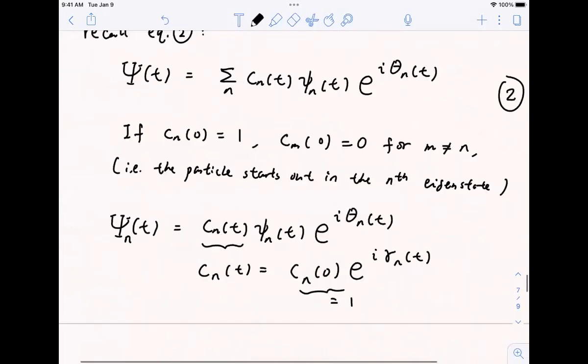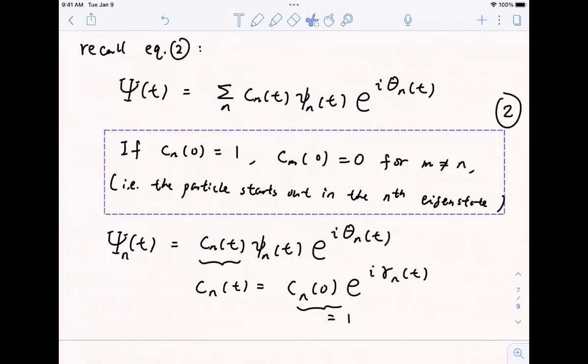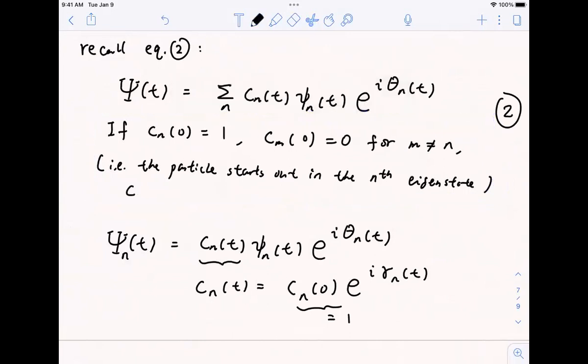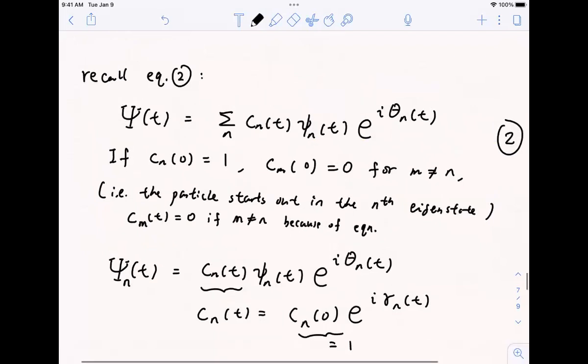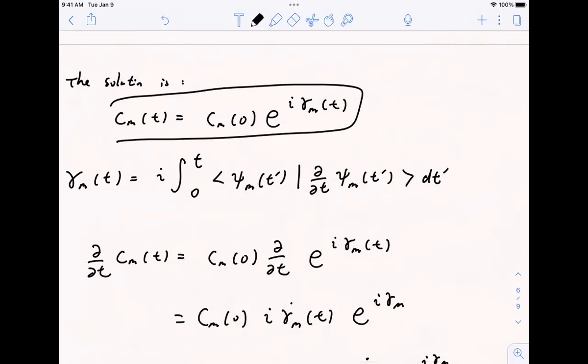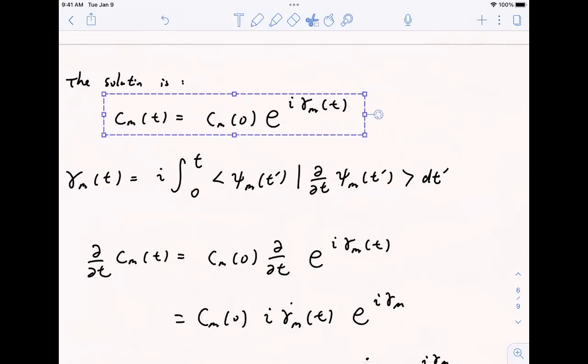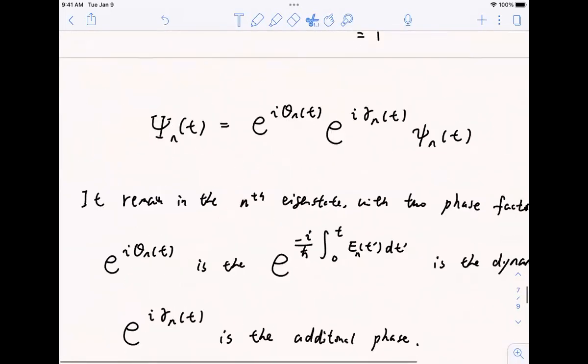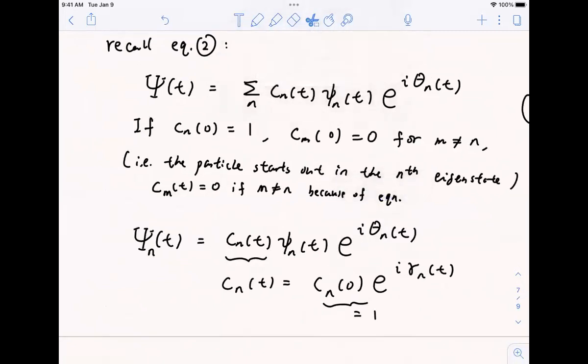That means C_m(t) is 0 if, sorry, I should use m, if m is not equal to n, because of this equation. I can insert the explanation here.